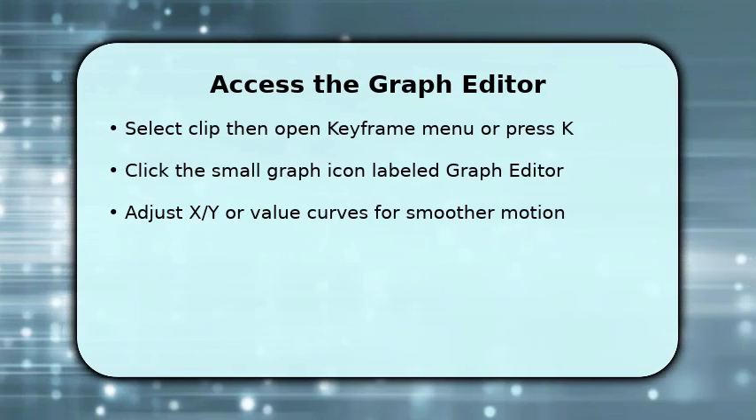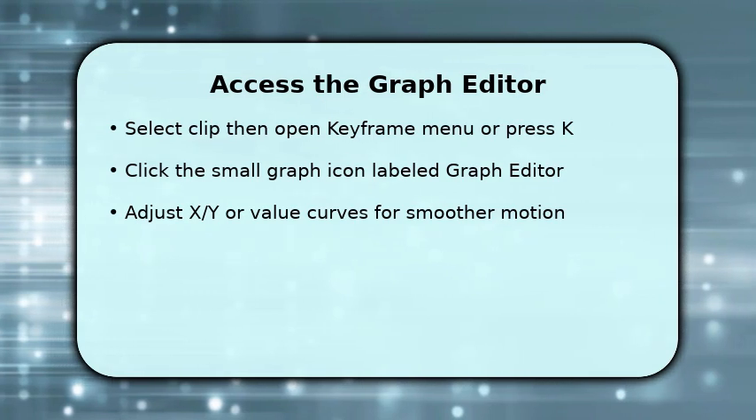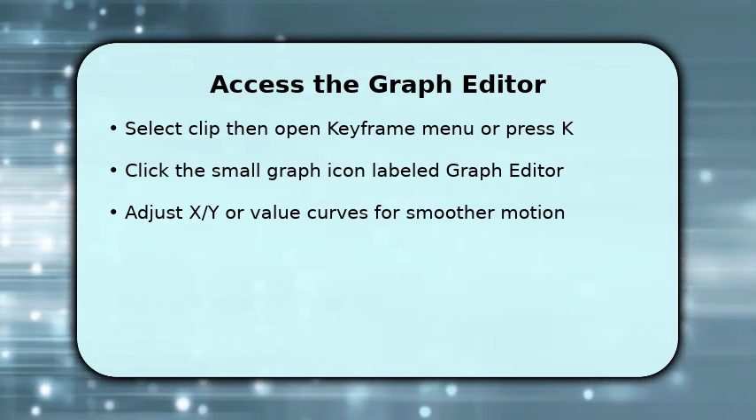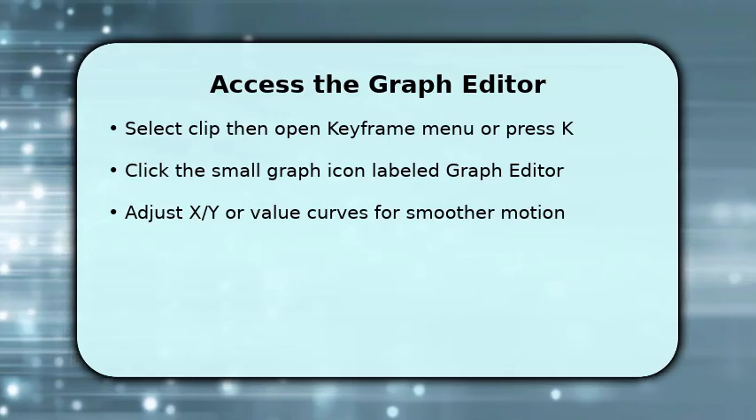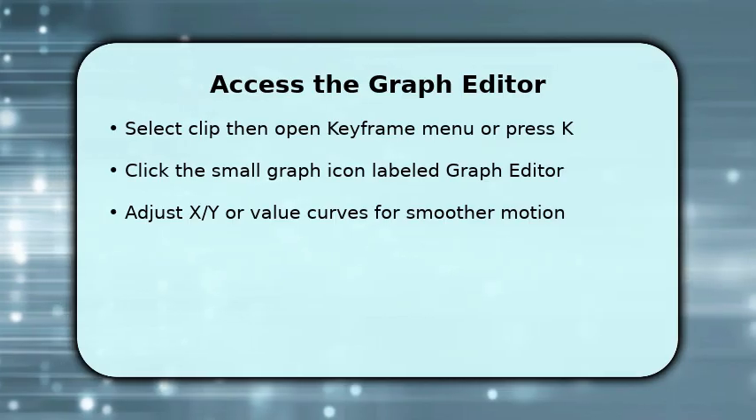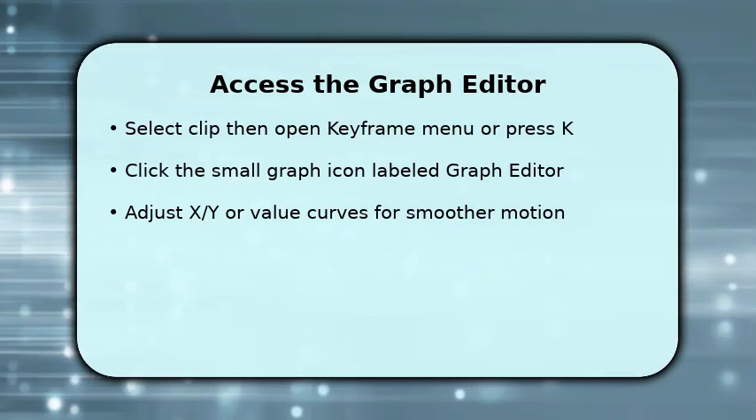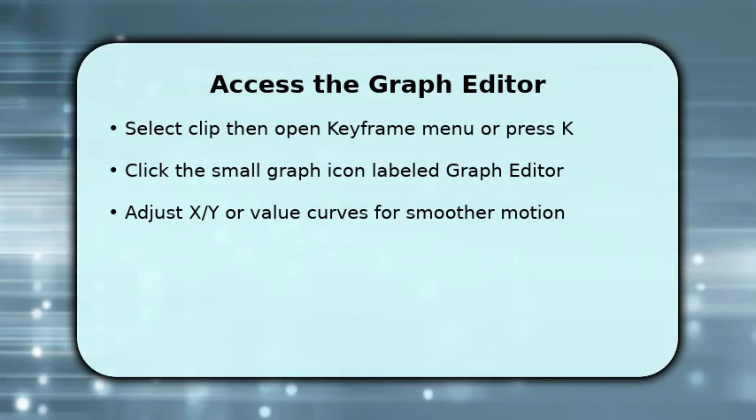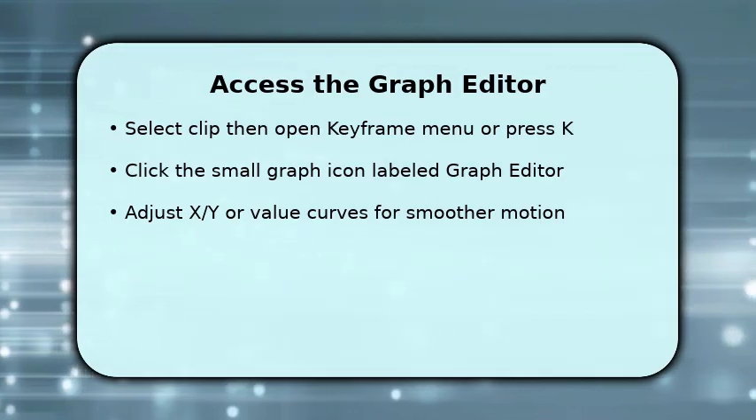With the clip selected, open the keyframe controls, either via the keyframe button or by pressing K, so you can add a point where motion changes. Next, click the small graph icon that appears. That opens the graph editor panel. Here you'll see curves for properties like position, scale, and opacity.